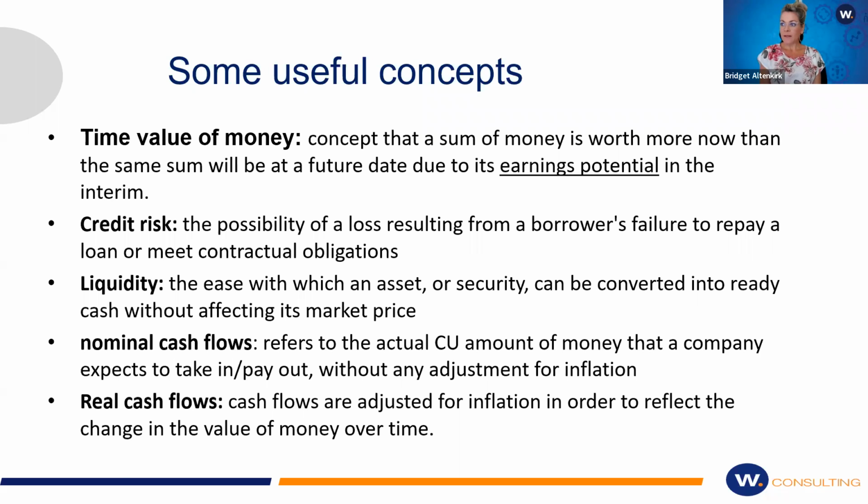Credit risk. This is the possibility of a loss resulting from a borrower's failure to repay a loan or to meet contractual obligations. So for example, if you measure a financial asset in accordance with IFRS 9, if you're determining what is the appropriate discount rate, you may find that credit risk is taken into account, and that is, what is the risk associated to the counterparty? Do they have the ability to pay the cash flows as and when they fall due?